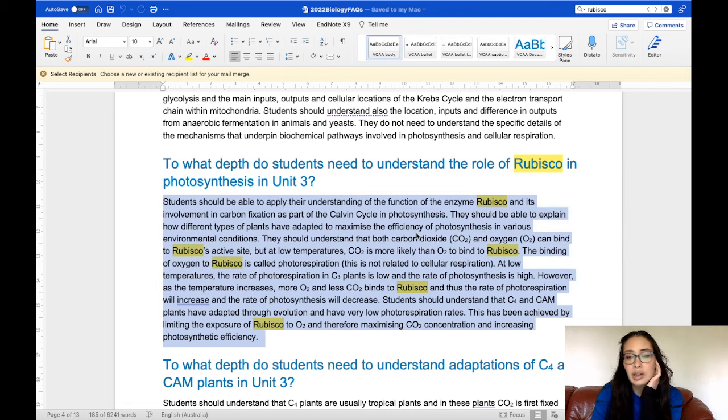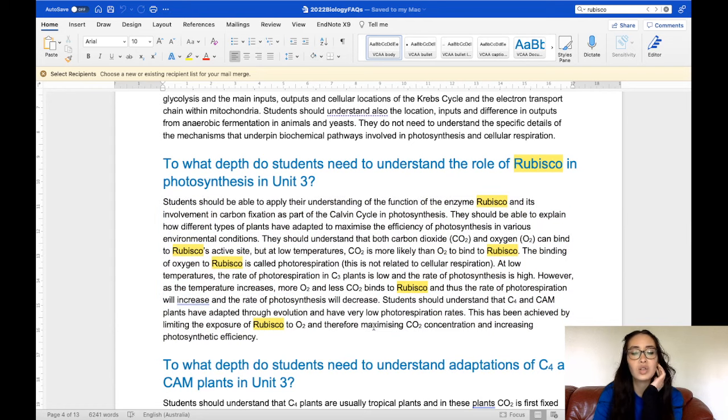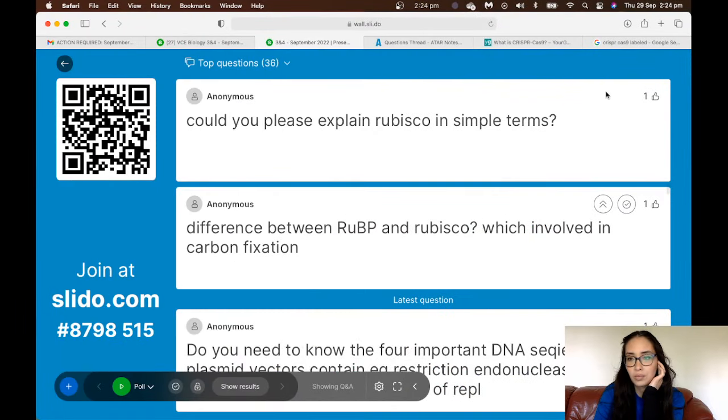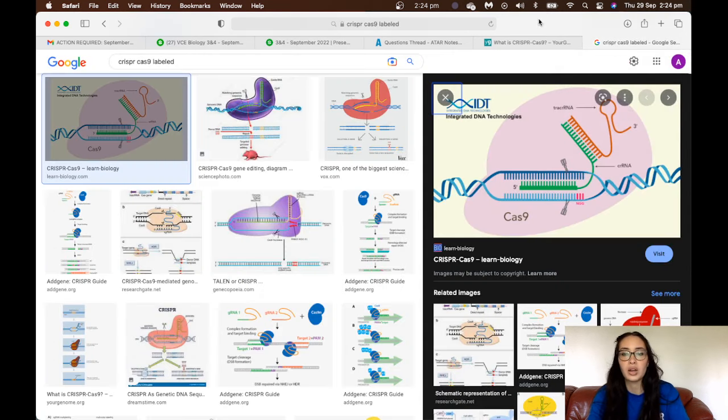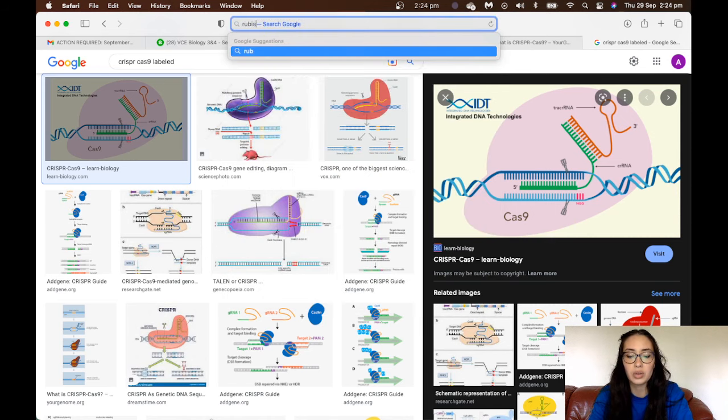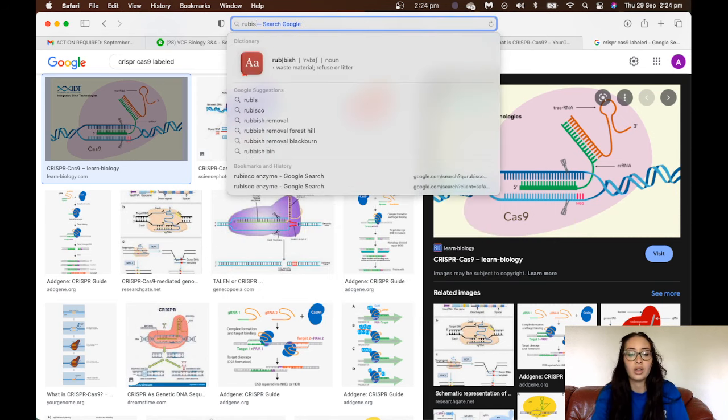Actually both carbon dioxide and oxygen bind to Rubisco's active site. Rubisco is world renowned as a really low-key, slow, not useless exactly, but kind of bad enzyme. There's a really good website, or an article, about Rubisco. I think it's literally the first website which comes up when you search Rubisco. I remember reading up on it and thinking, that's so interesting. It describes Rubisco really well. It's like a scientific looking page.